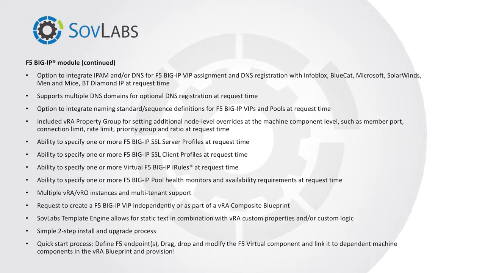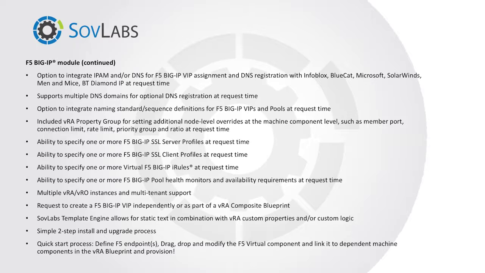Included vRA property group for setting additional node level overrides at the machine component level, such as member port, connection limit, rate limit, priority group, and ratio at request time. The ability to specify one or more F5 BIG-IP SSL server profiles at request time. The ability to specify one or more F5 BIG-IP SSL client profiles at request time. The ability to specify one or more virtual F5 BIG-IP iRules at request time. The ability to specify one or more F5 BIG-IP pool health monitors and availability requirements at request time.